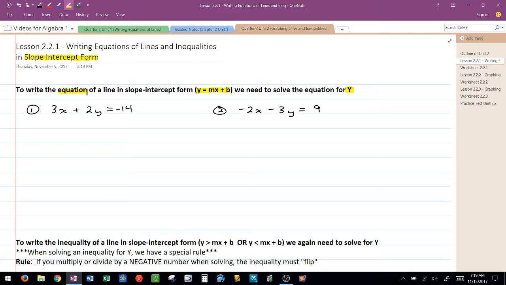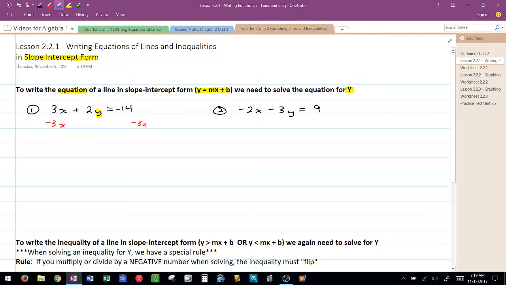So you use opposite operations in order to get y by itself. In a little bit, we'll look at an inequality, and that's where you've got to remember some rules. So let's take a look at this first one here. The very first equation says 3x plus 2y equals negative 14. We need to get this y all by itself. So the first thing we want to do is decide, is there anything that needs to be added or subtracted and moved across the equal sign? I have a positive 3x, so I want to subtract it to move it across the equal sign.